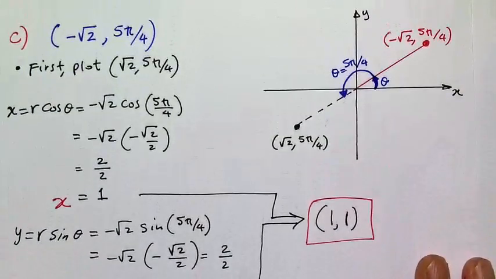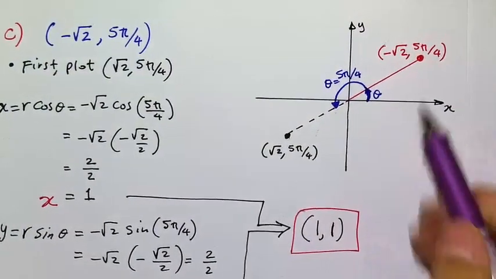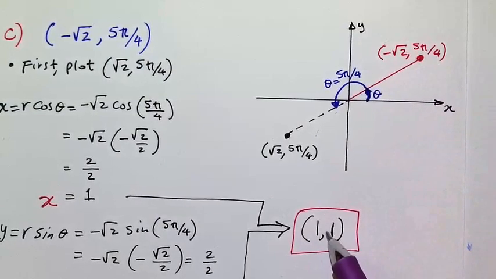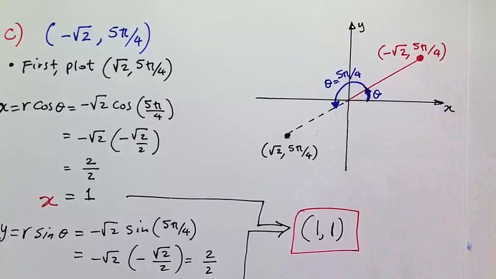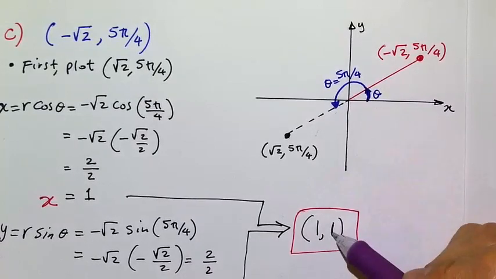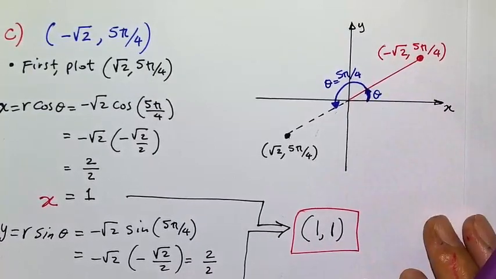I know my drawing is definitely not to scale, but looking at these coordinates and where the polar coordinates were, do they make sense? Yes, they do, because this is in the first quadrant, that's in the first quadrant.